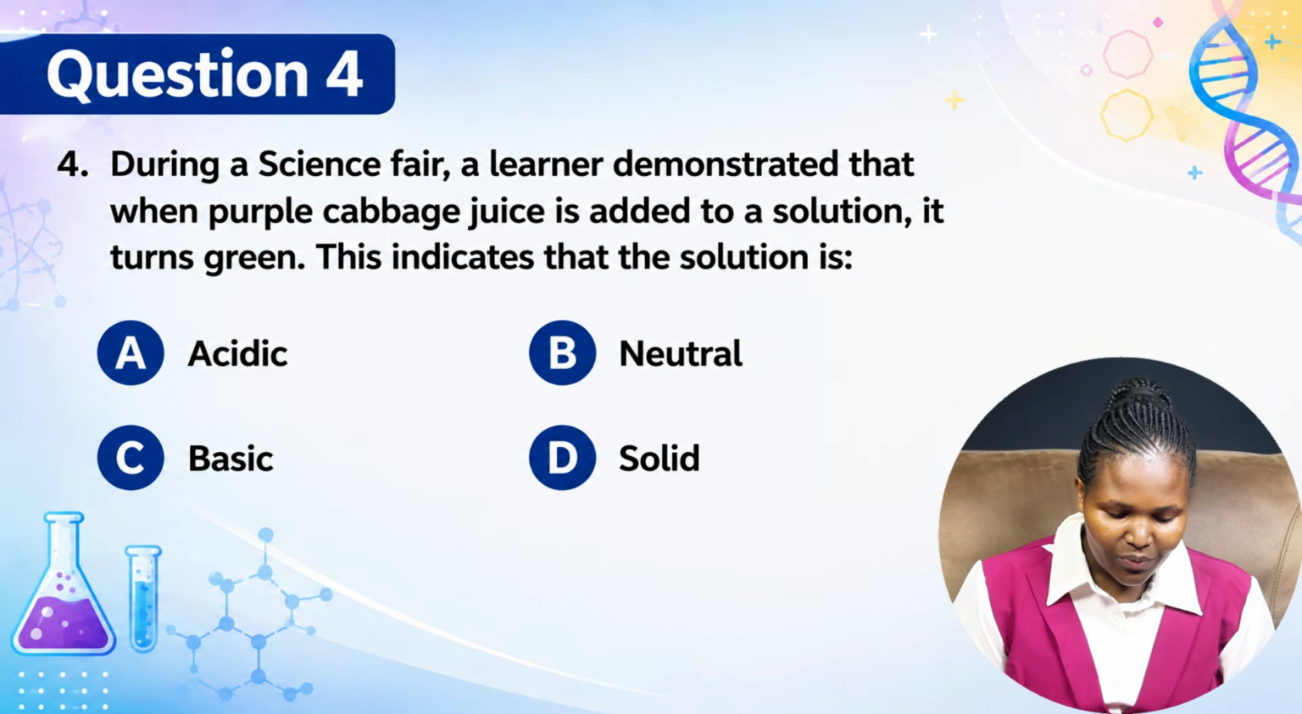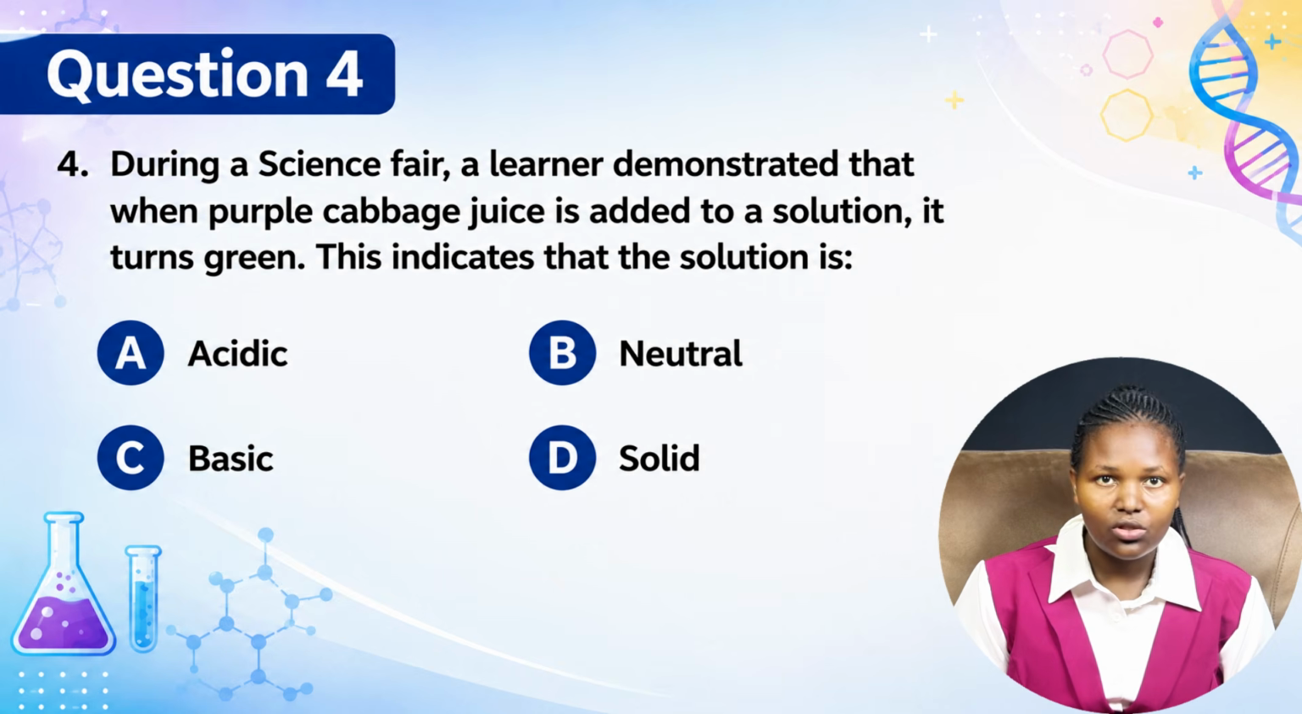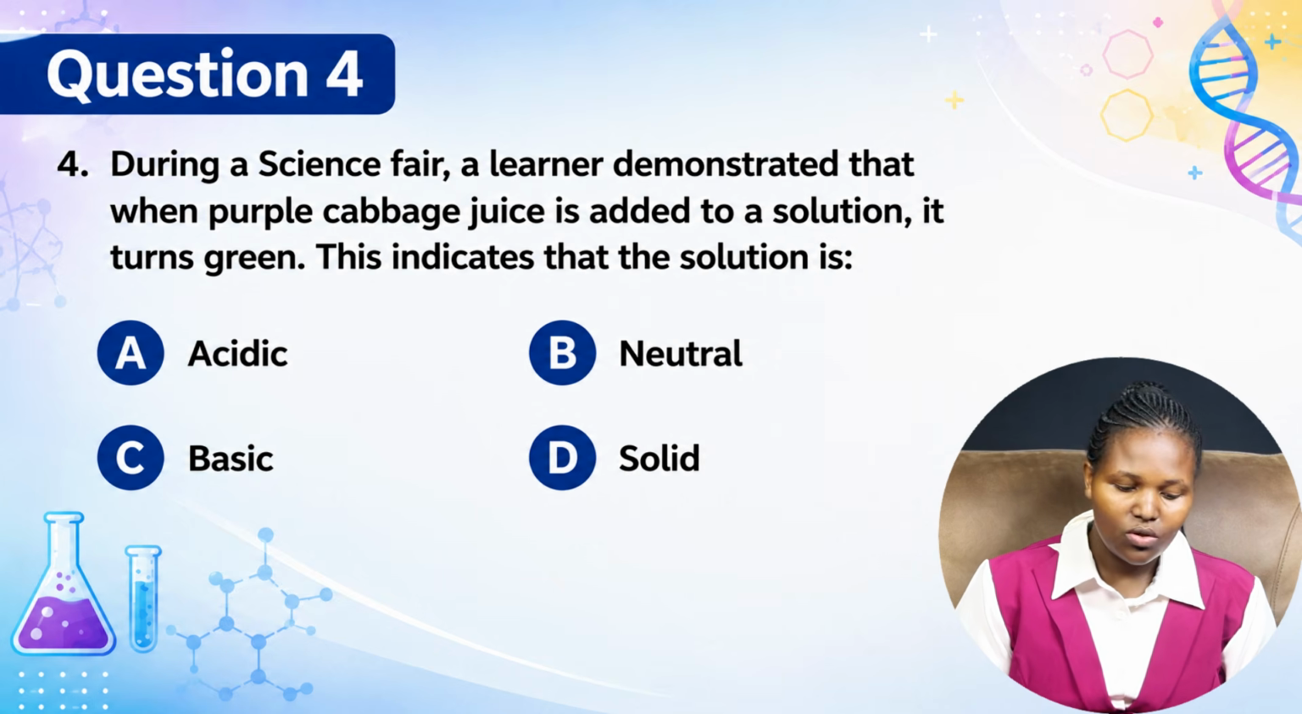Then question 4. During a science fair, a learner demonstrated that when purple cabbage juice is added to a solution, it turns green. This indicates that the solution is, now, here, let us start with option A, acidic. Acids usually turn red or pink when they are mixed with this indicator. And then neutral solutions remain purple. So if the solution was neutral, it would have remained purple. And then a solid is not an acid-base classification, so that one is not even supposed to have a reaction.